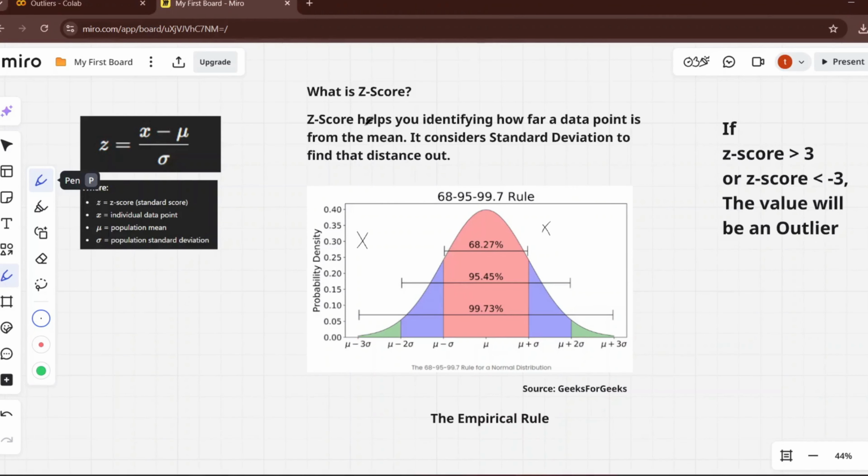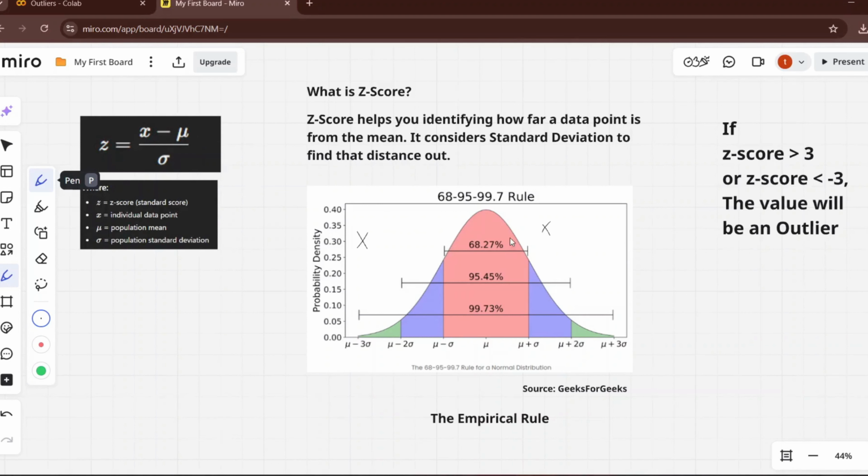What is z-score? Z-score helps you identify how far a data point is from the mean. It considers standard deviation to find that distance out. Here on the left we can see there is a formula given which says z-score is equal to x minus mu divided by sigma, where x is the value itself, mu stands for mean and sigma stands for standard deviation.